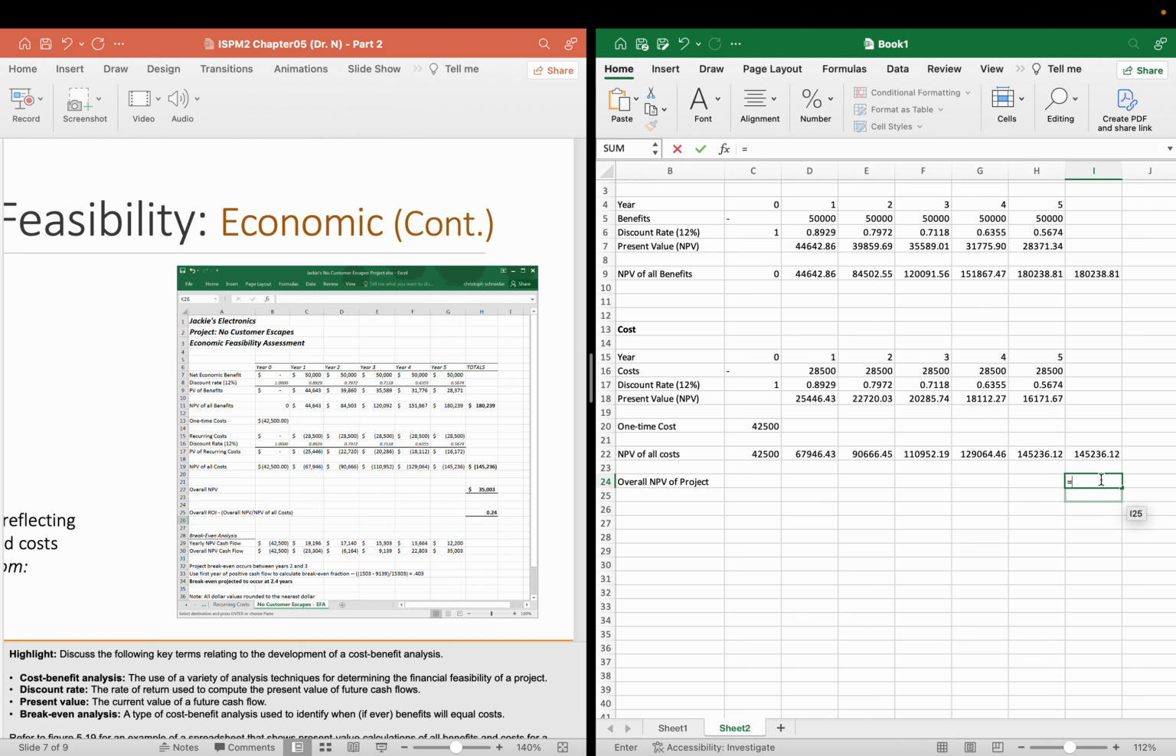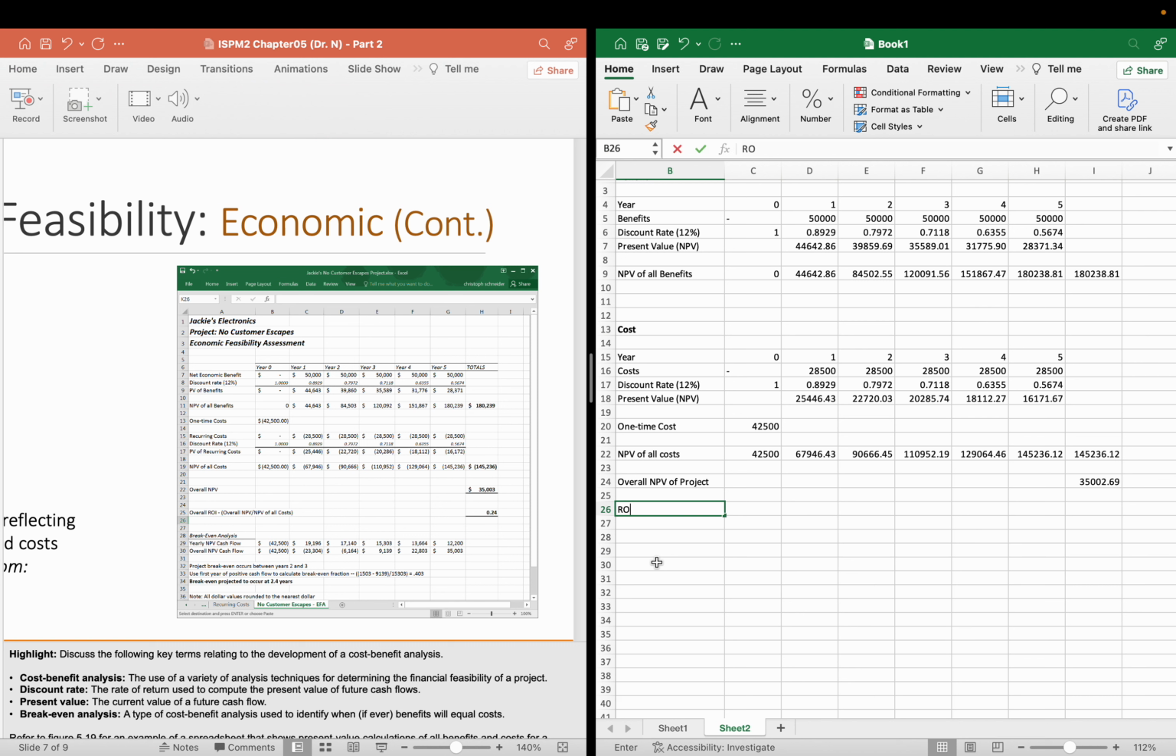In net present value, we paid $145,000, a little bit more than $145,000, and we got $180,000, right? So the overall net present value would be equal to the total benefit that we got minus the total cost that we have. So that would be the overall net present value of the project. And now we got the overall net present value of the project.